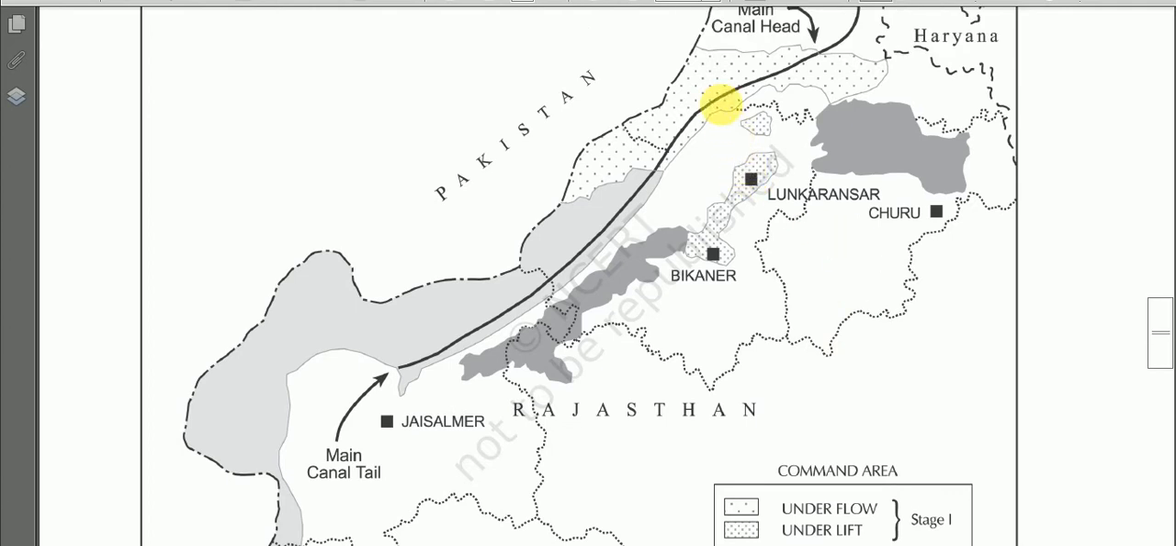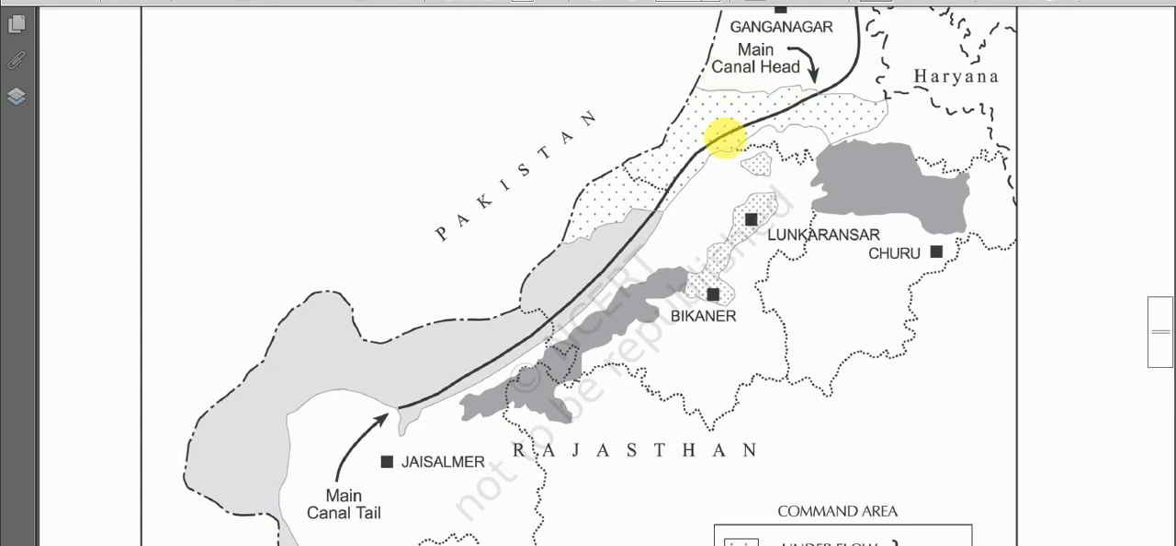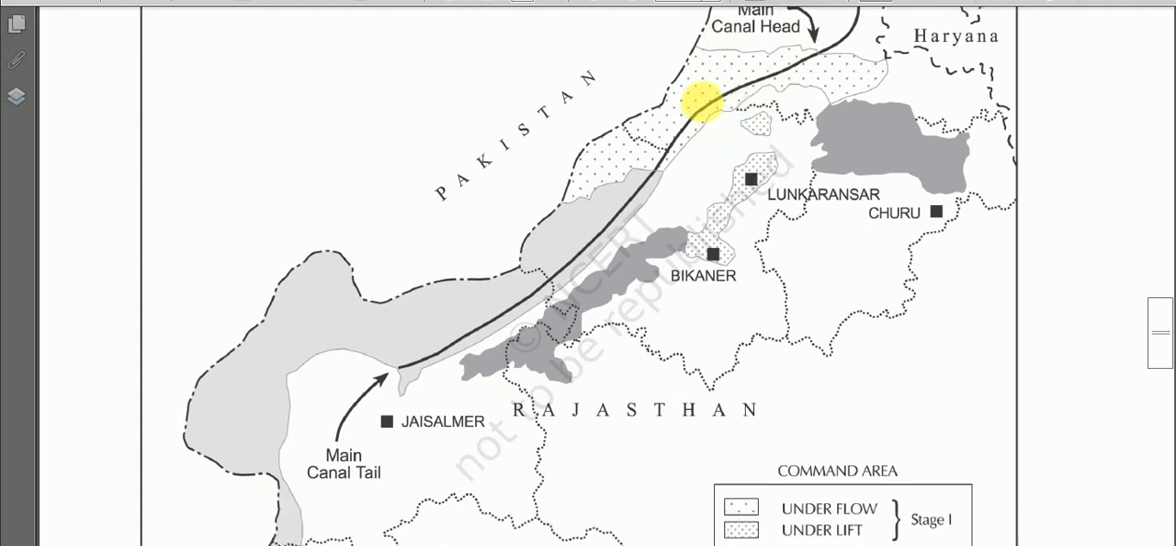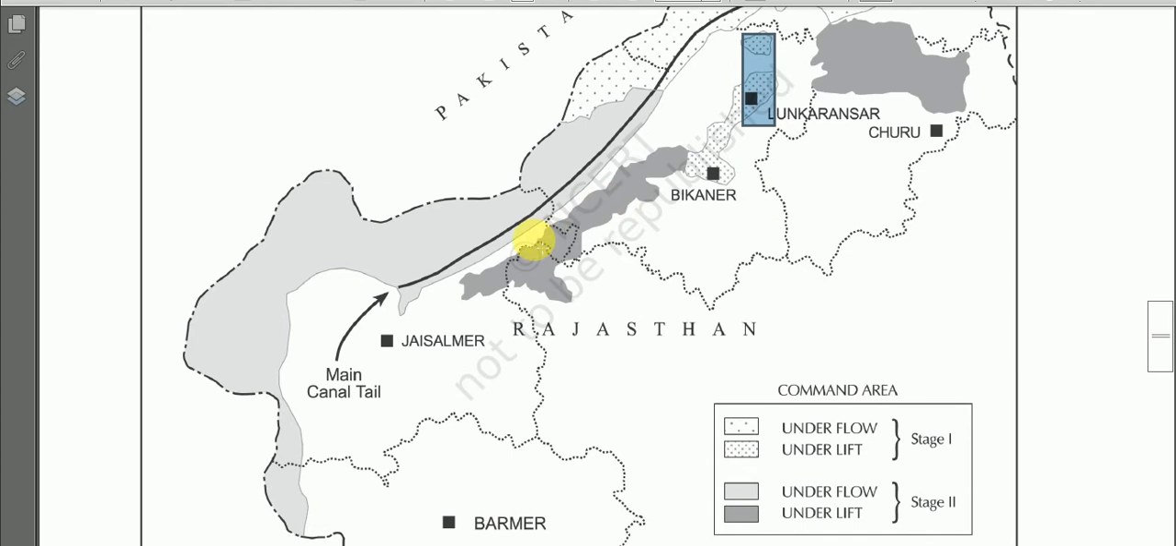Okay, and again you have to see this map very carefully. This is the canal, and here it is flowing in this way. Here, this right bank area is under the flow system. And here, for example, this area is under the lift system. This is for stage one. And here, this dark gray area is under the lift system. And here, this area is under the flow system.